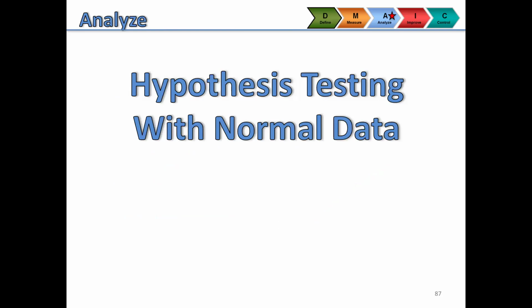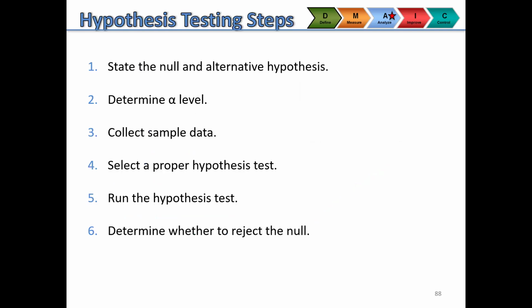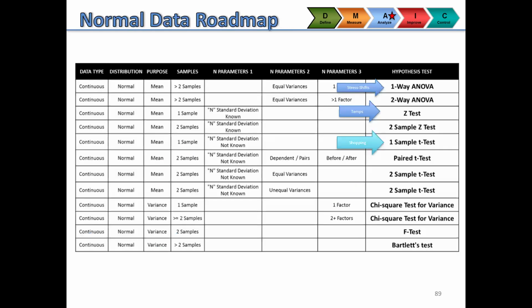Or normal data. So here are the steps again. I apologize for the redundancy, but I think it's good to hear it over and over. State the null, determine the alpha or confidence level, collect some data, select the proper test. That's probably the hardest thing to do. Run the test, and then determine whether to reject the null or not. And these are the ones that we've covered so far. We're going to touch on a bunch more of them.